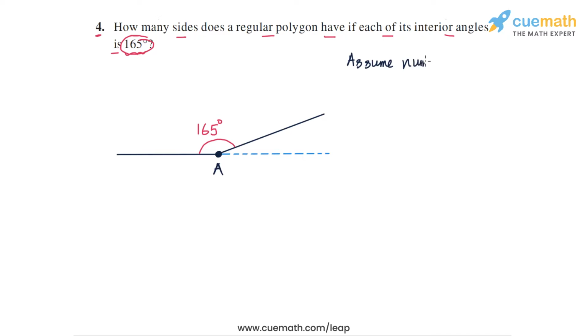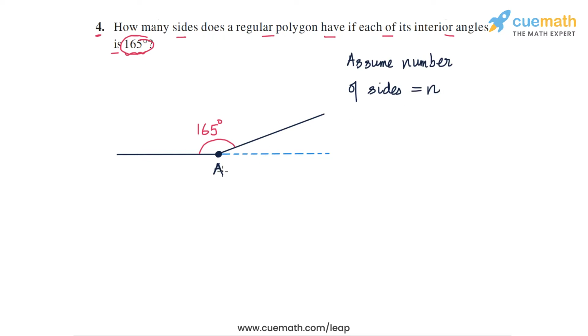So let me show you a figure that will help you understand this problem better and how to solve it. In this figure, I have drawn just one vertex of the polygon. Let's call it the vertex A of the n-sided polygon. We don't know the number of sides, so let's assume that the number of sides of the polygon, this is what we have to find, is equal to n.